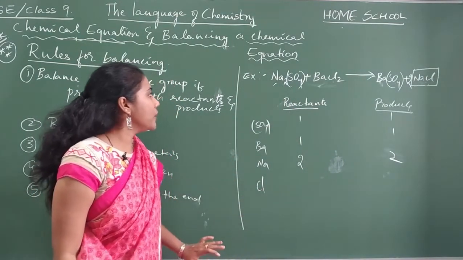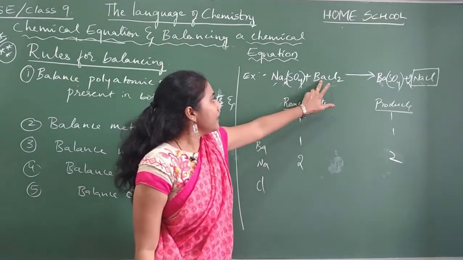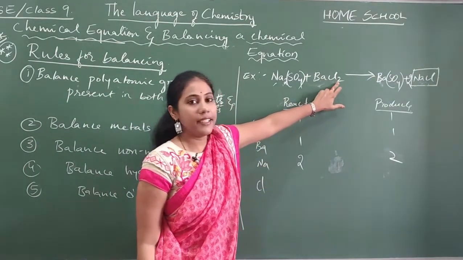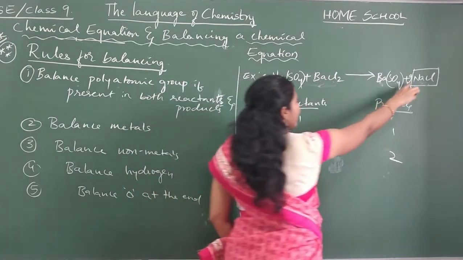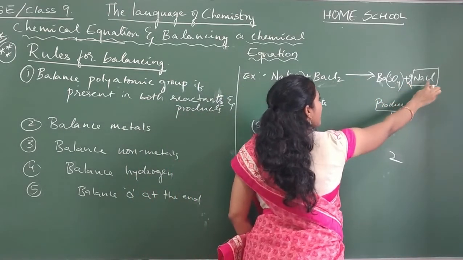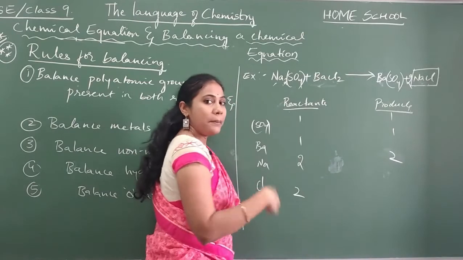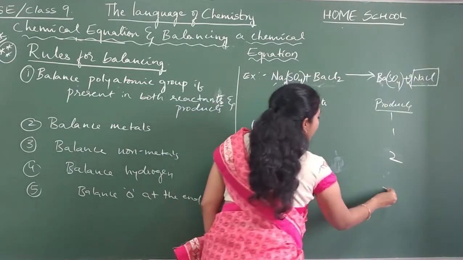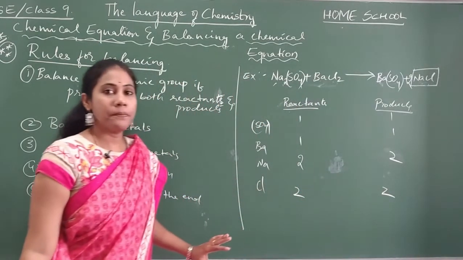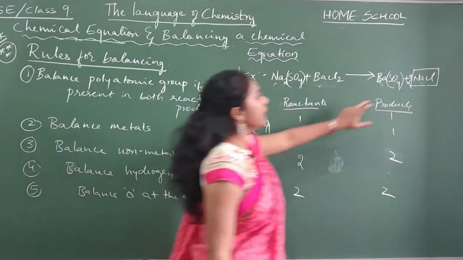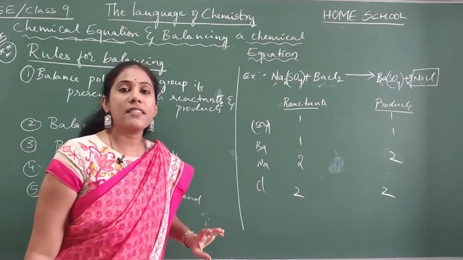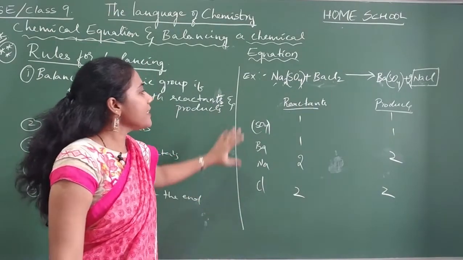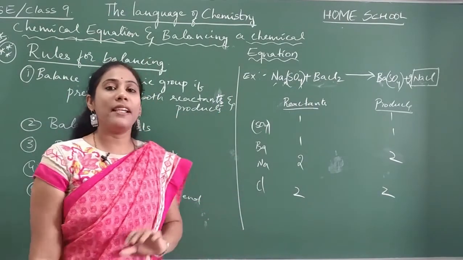Coming to the chlorine, how many chlorines are there on the reactant side, guys? 2, isn't it? 2 chlorines are there. And how many chlorines are there on the product side, guys? This 2 belongs to chlorine also now. That means 2 are there. So balanced. Just by putting 2 here, you are making every element, every group balanced. So this is what you have to follow for balancing.